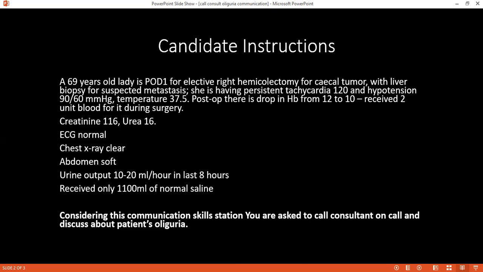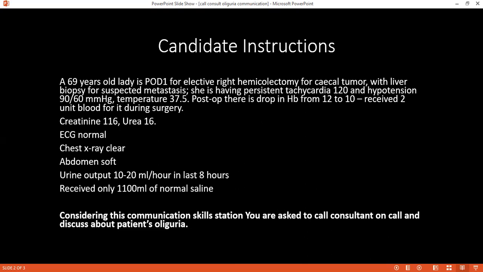The chest X-ray is fine. The ECG also is normal. Her abdomen is lax and no tenderness. However, her urine output is 10 to 20 ml per hour in the last 8 hours. And she has only received 1,100 ml of normal saline in the last 24 hours post-op.